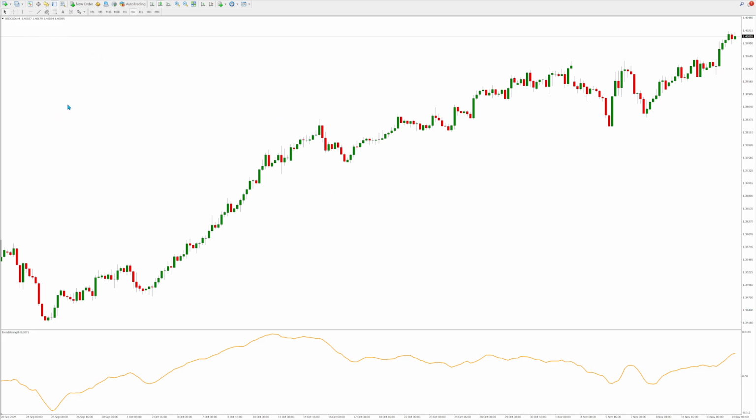Right. So the first thing to do is, with the trend strength indicator, as the name suggests, we're going to use it for trend trading. So we just want to determine the direction of the trend. So we can draw our support level here and we can see that we're in a clear upwards trend.